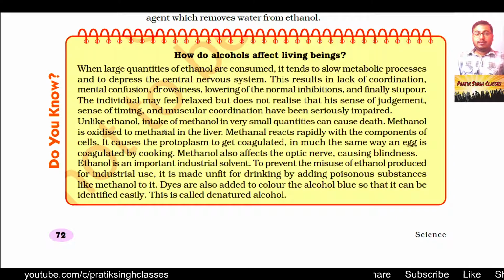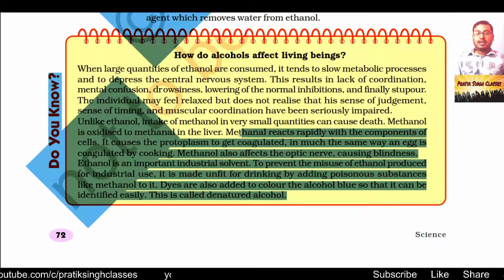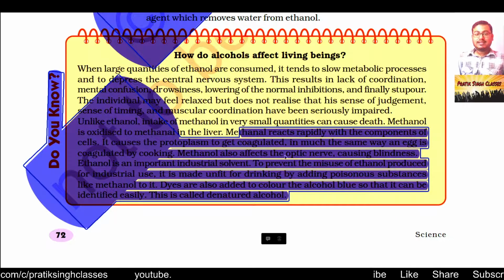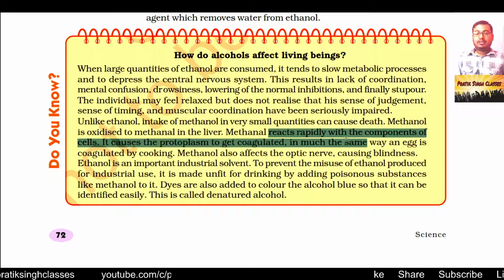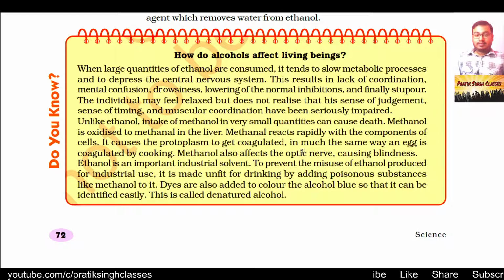Methanol is oxidized to methanal in the liver. And methanal, that is an aldehyde, reacts rapidly with the components of cells. It causes the protoplasm to get coagulated, in much the same way an egg is coagulated by cooking. So you can see when an egg is raw, it is liquid in form, but when it is heated, it converts into a solid form, and that is called coagulation. So the same thing happens in the liver. Methanol also affects the optic nerve, causing blindness.